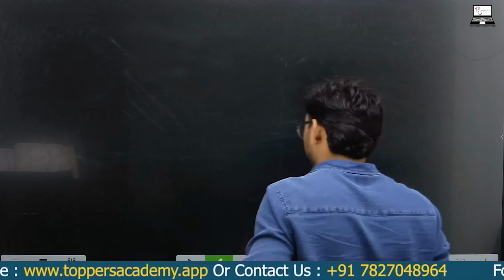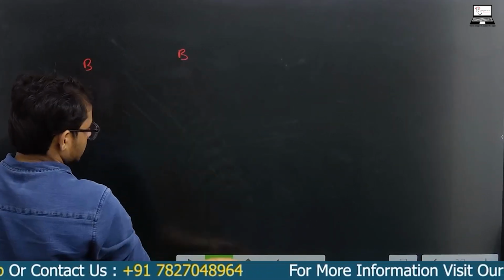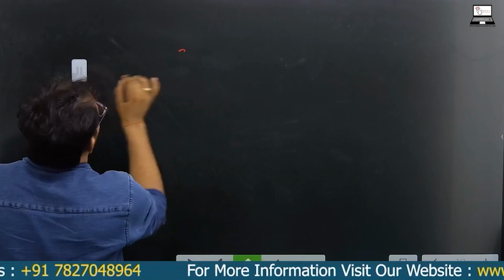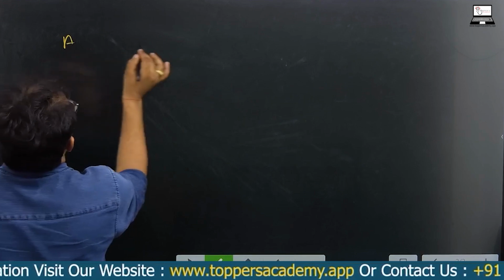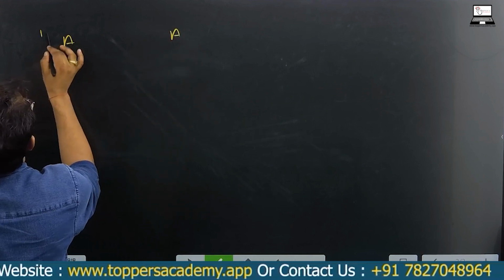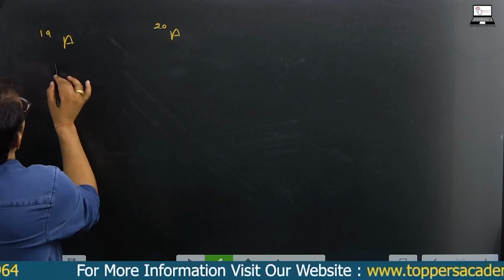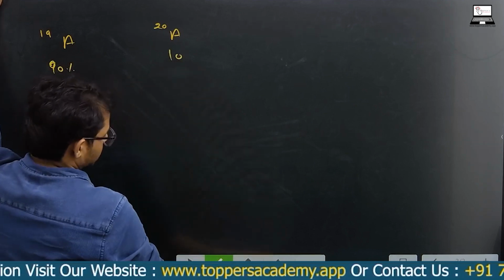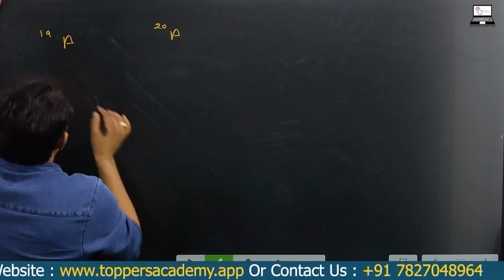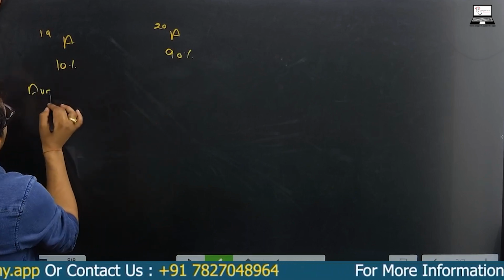Listen, I'm not taking any particular element, I'm taking a random element. Suppose it is capital A. It is written here, the atomic masses are 19 and 20, 19A and 20A, and the percentage abundance of these is 90% and 10%. Suppose I change it again: it is having 10%, it is having 90% abundance, then what will be the average atomic mass?